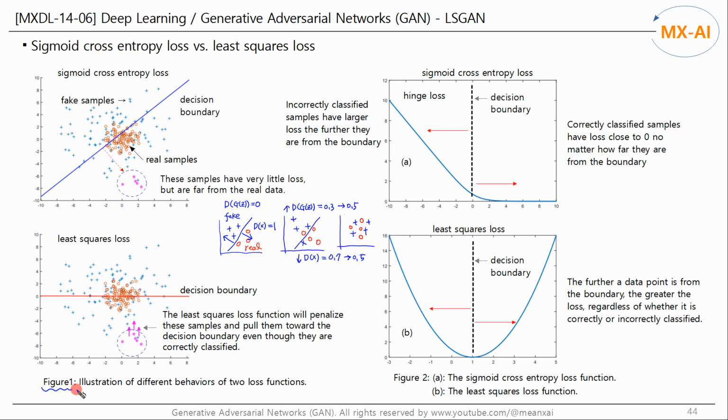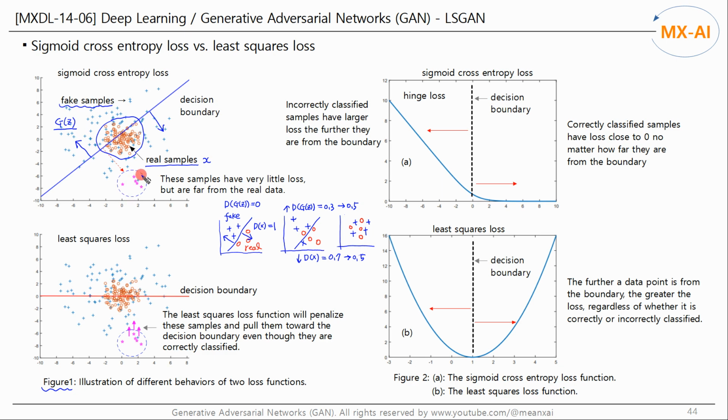Figure 1, presented in this paper, illustrates this situation. The blue cross data points are fake samples, g of z, generated by the generator. And the red circle data points are real samples, x. This is the decision boundary of the sigmoid cross-entropy loss function. Note that the decision boundary should go across the real data distribution for a successful GANs learning. Let's assume that all data points to the right of this boundary are classified as real data, and all data points to the left are classified as fake data.